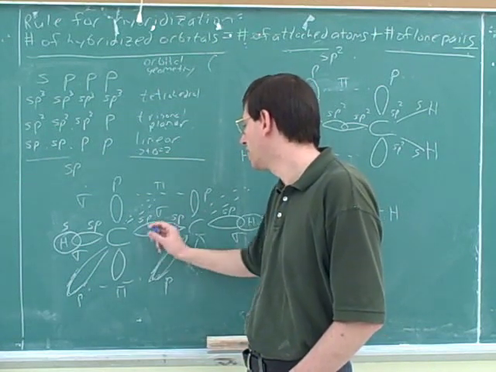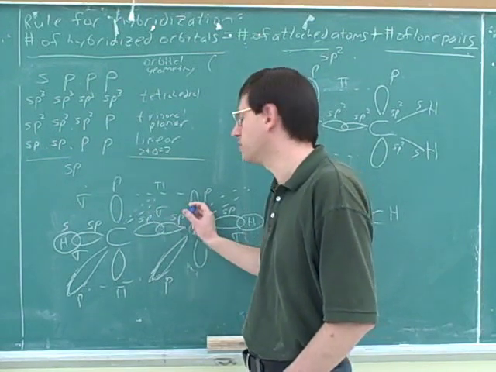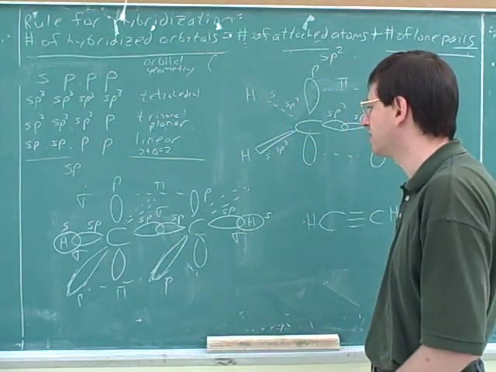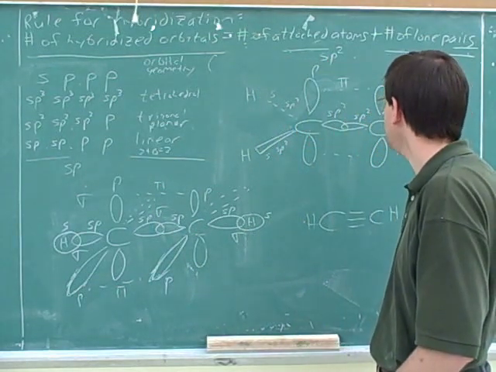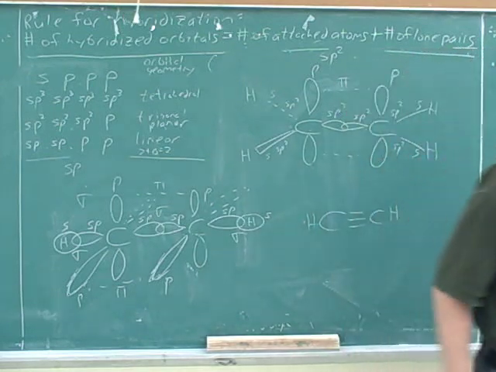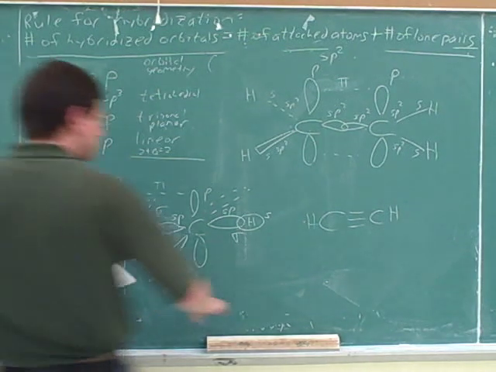And again, don't confuse sp orbitals that overlap to form a sigma bond, or p orbitals that have side-to-side overlap to form a pi bond. There's a difference between p and pi. Does that make sense?